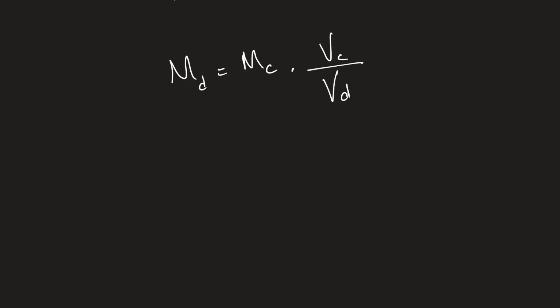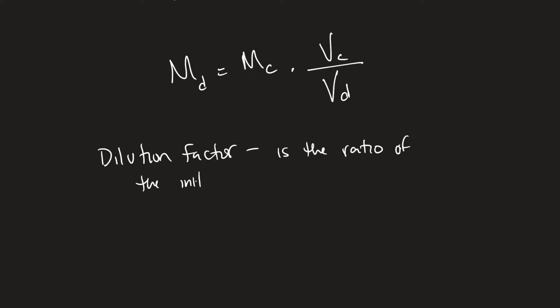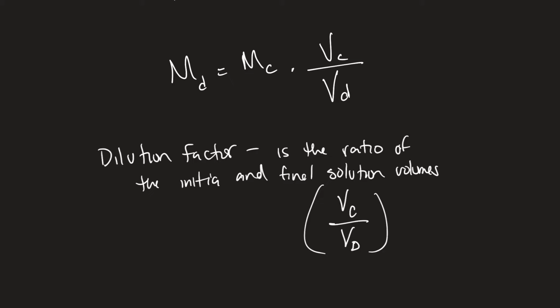From this we could come up with the dilution factor. The dilution factor is the ratio of the initial and final solution volumes. In other words, it's the volume of the concentrated solution divided by the volume of the diluted solution. So that's your dilution factor. That's all that simply means.